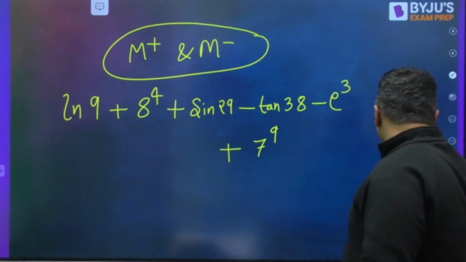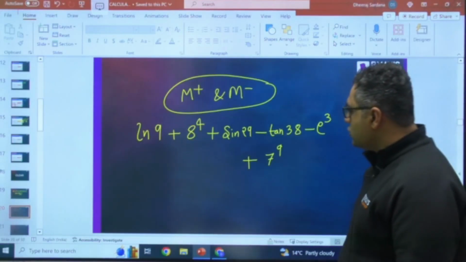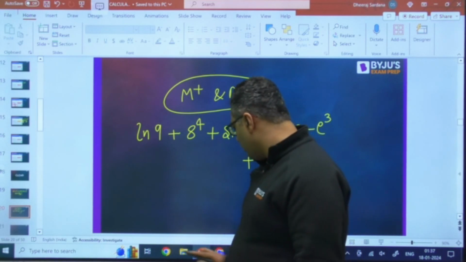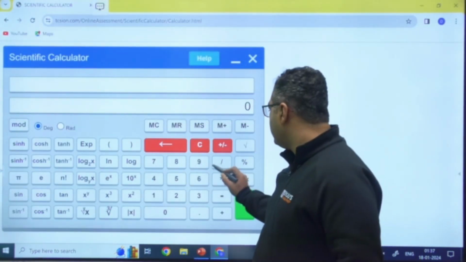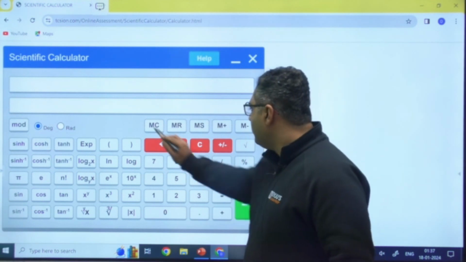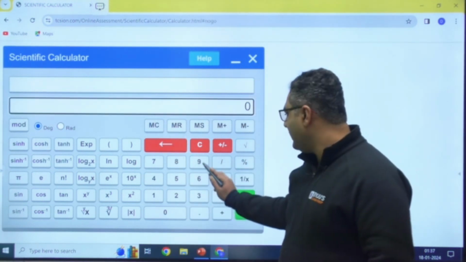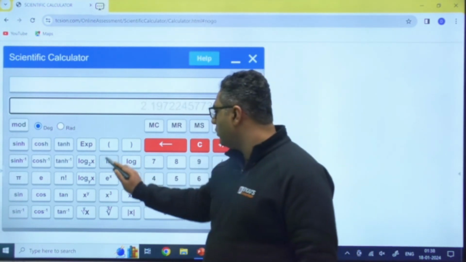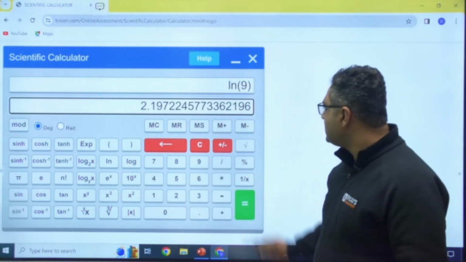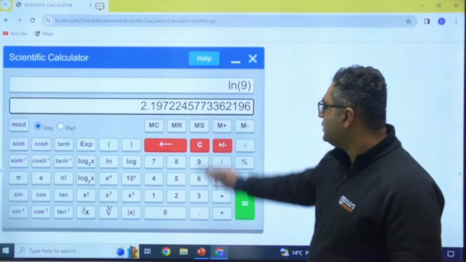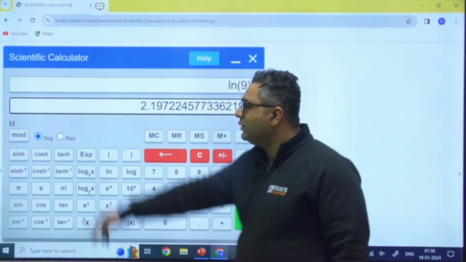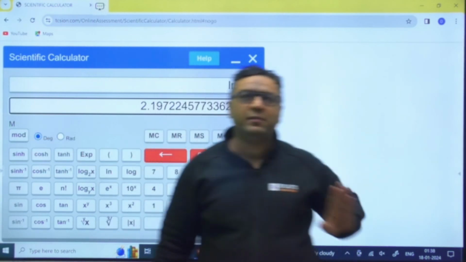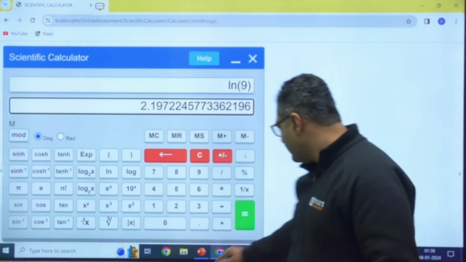Okay, so once again I am going to the calculator. First is ln 9, I feel you know how to use the calculator. First of all, you will go for memory clear, then 9, then you go for ln. You can see this number, and now you go for M plus. When I press M plus, you can see M is showing, so it is stored in the memory now.